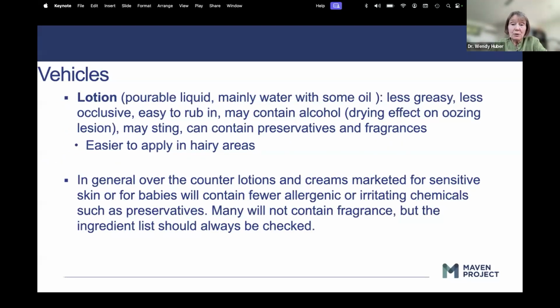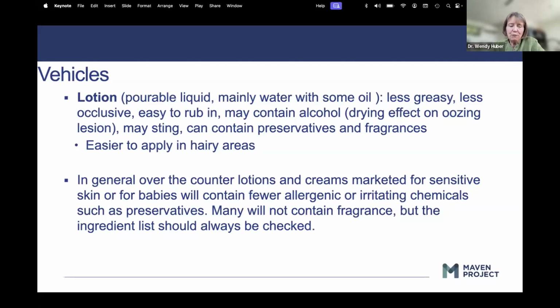Lotions are mainly water with some oil added, and they're less greasy. They're very easy to rub in, so patients really like them, but they don't last long. In fact, after a patient rubs it in, it's pretty much gone pretty quickly. And it can contain alcohol, which has a drying effect on the skin, but can also cause stinging. And again, we're going to see the presence of those preservatives and fragrances that can cause problems for some patients. They are easier to apply in hairy areas, so patients do oftentimes prefer them to creams and ointments.